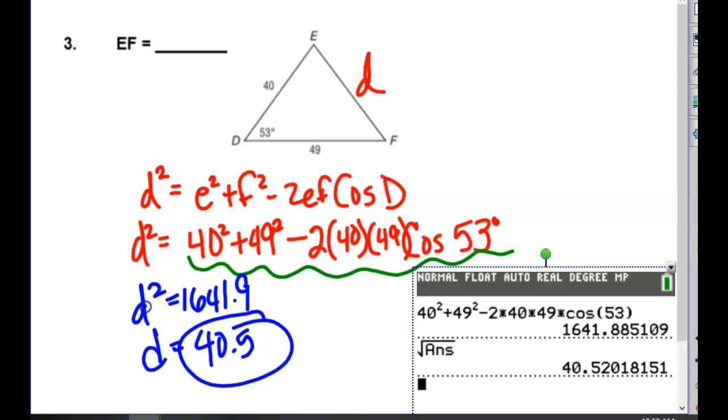Any questions? Okay, please be careful that you show work on these so that if you type something wrong, I don't have to call it a concept error necessarily. Does that make sense?